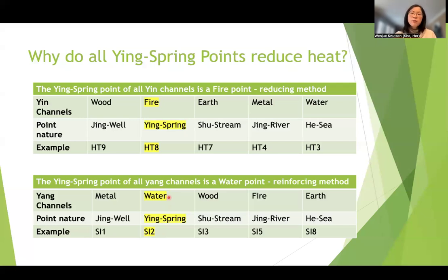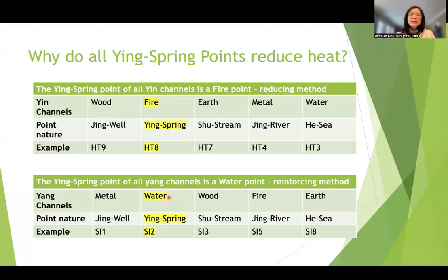So this also applies and can be generalized to all Yang channels. All Yang channel Ying Spring points are water points. Therefore, the reducing method should work. But for exam purposes, because sometimes we do not differentiate the Yin channel Ying Spring points and the Yang channel Ying Spring points very clearly, the safest bet is to always choose reducing methods because it's heat, right?